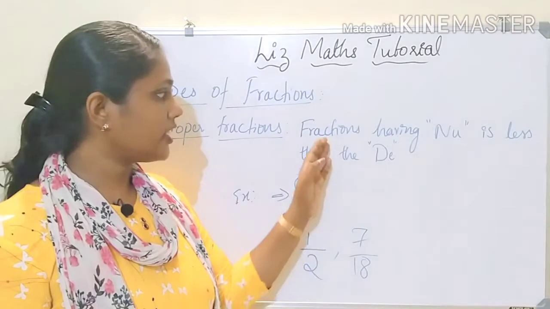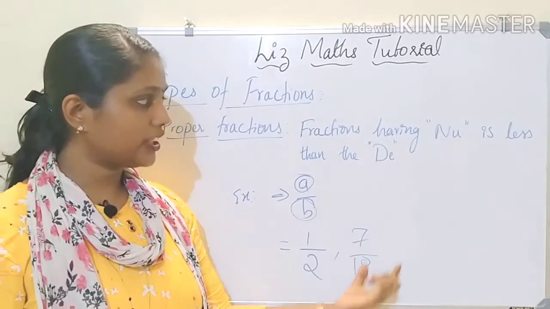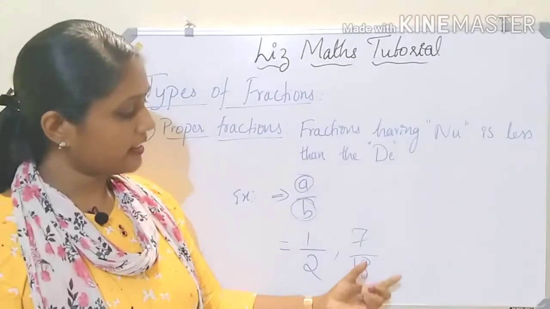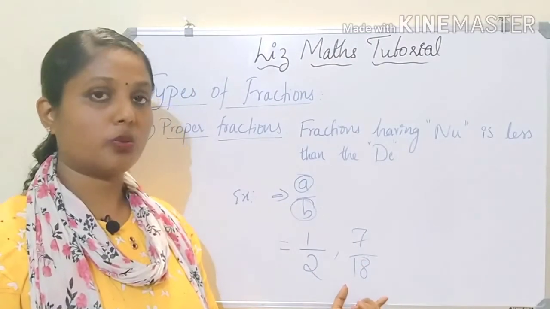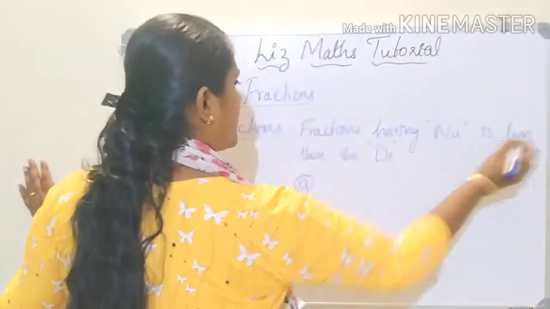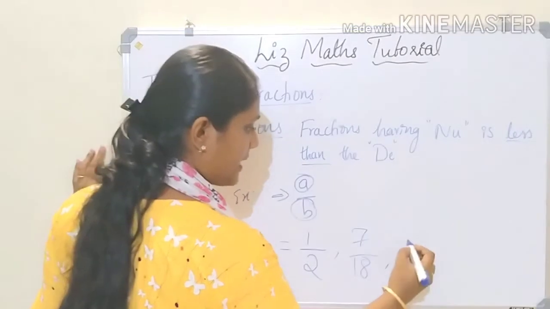Because what does the definition say? Numerator should be less and the denominator should be greater. That means the numerator should be less than the denominator. Hope you understood. Keep in your mind the words less than the denominator. So you can write some more examples.